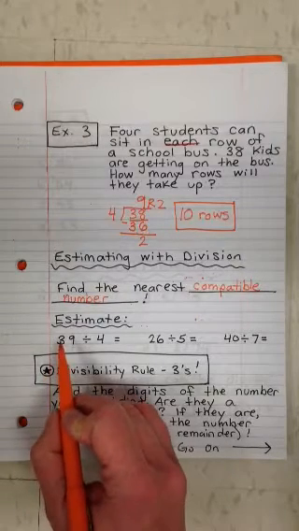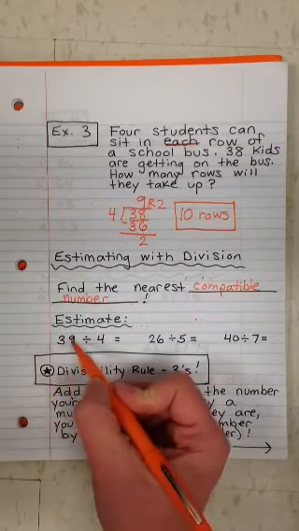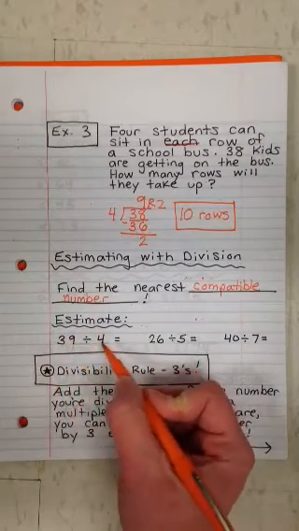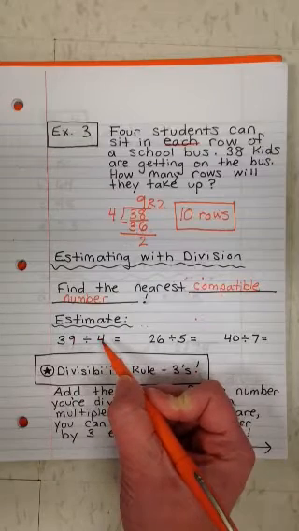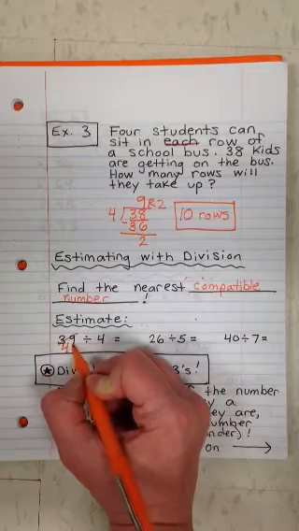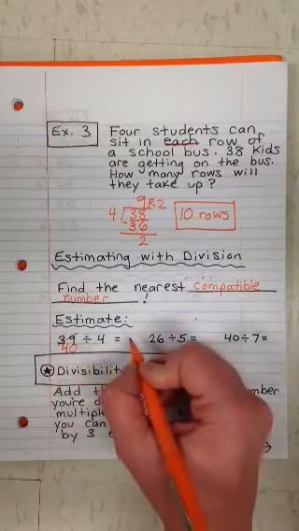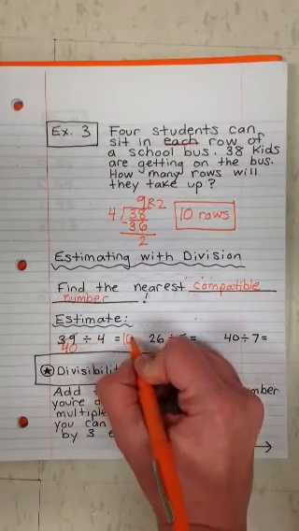So for example, 39 divided by 4. Well, what is the closest number to 39 that can be divided by 4? 40. 40 is really close to 39. It's only 1 away. And if we divide that by 4, we get the even answer, 10.